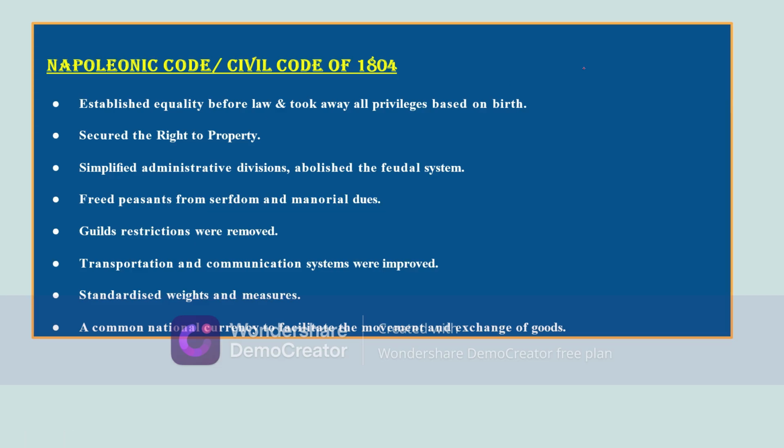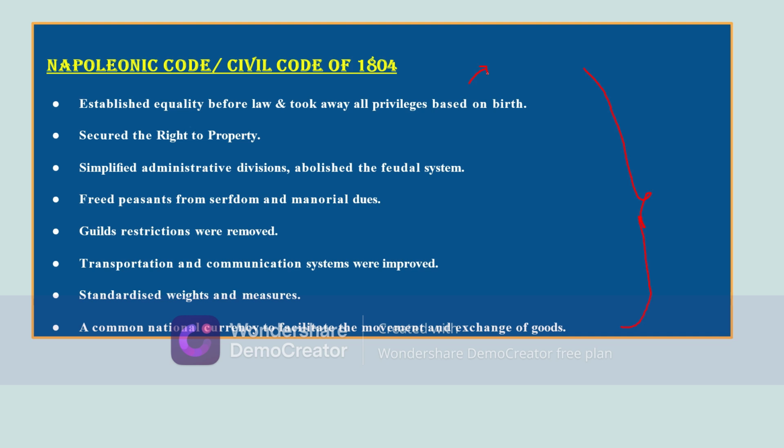Napoleonic Code or Civil Code of 1804. This is again a solid 5-mark question, and this is also repeated in most of the question papers. So the Napoleonic Code depicts what were the administrative changes brought by Napoleon. First, he established equality before law and took away all the privileges based on birth. So, as we can see, during the time of the French Revolution, French society was divided into 3 categories: the clergy, the nobility, and your common men.